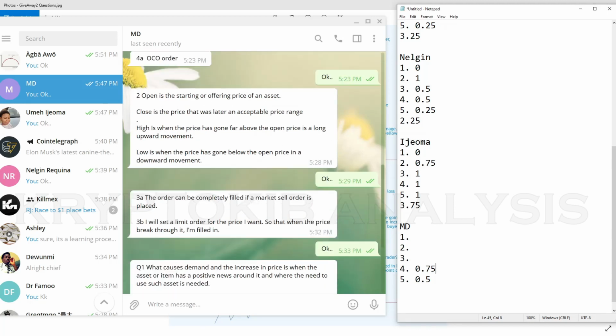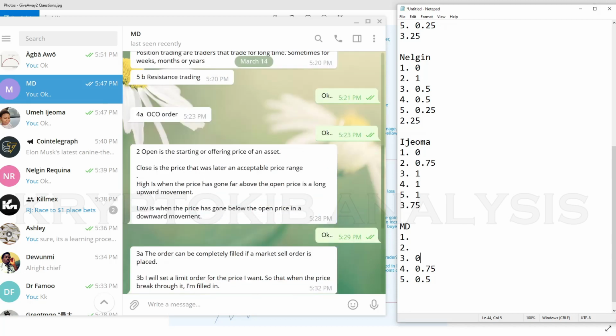Then 3A. The order can be completely filled if a market sell order is placed. I don't understand though, because I already said I'm placing a market sell order. No, it doesn't explain how the market order will be placed. Yes. Not correct. Okay. So then 3B, I will set a limit order for the price I want so that when price breaks through, I'm filled in. A limit order won't place your order. It is a stop limit that will place the order. So that's a 0 for 3.